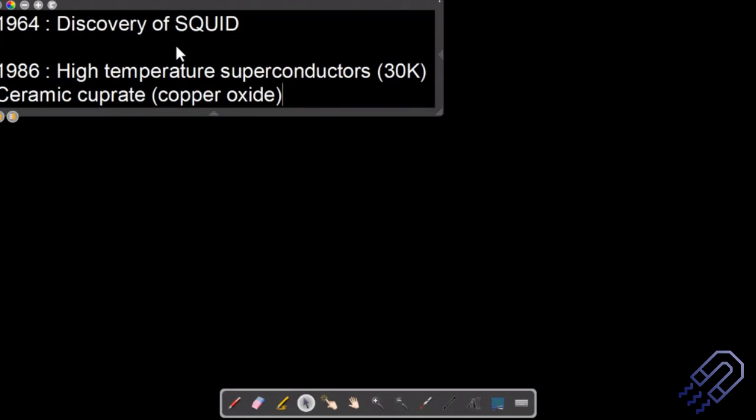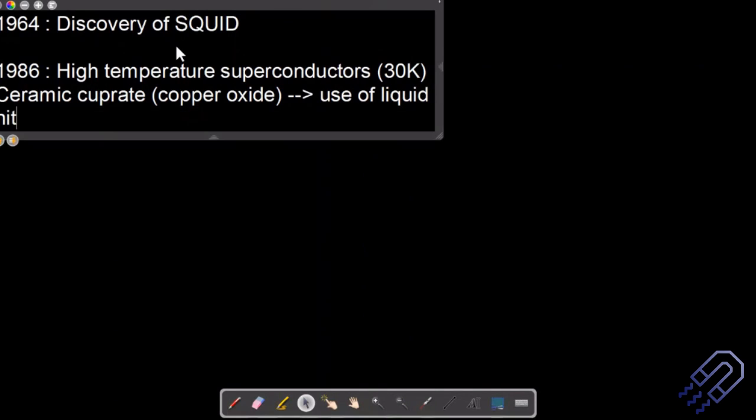And what it did was it actually used liquid nitrogen. It was using liquid nitrogen and not helium. So if you want to go to certain minus temperature, you can use liquid nitrogen. If you want to go below that, you need liquid helium. So liquid nitrogen could be used instead of helium.